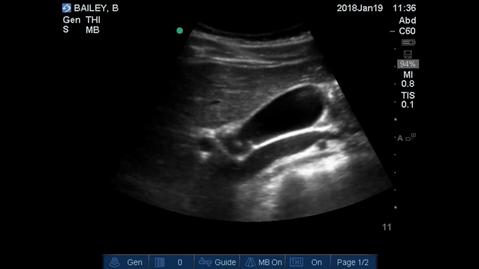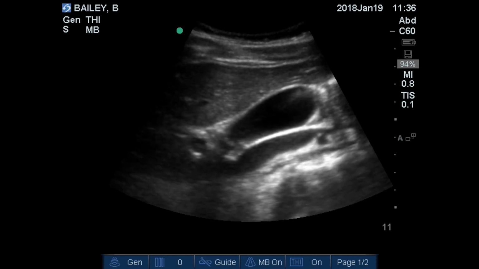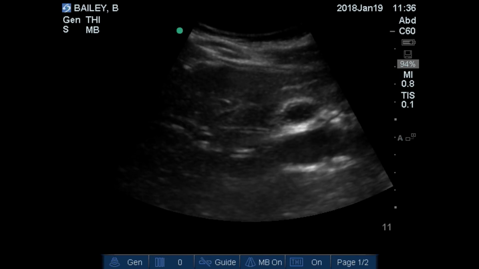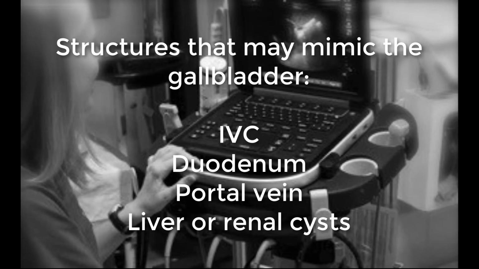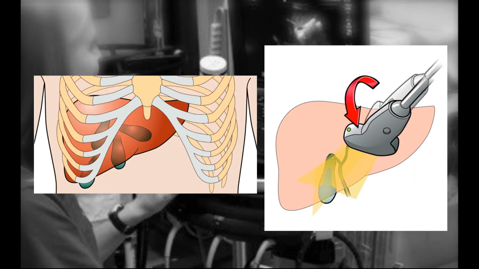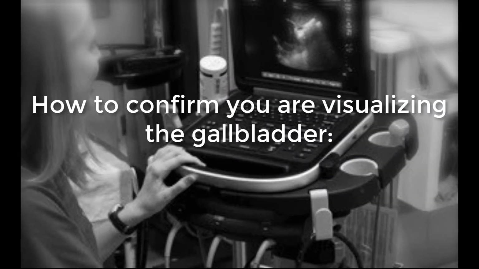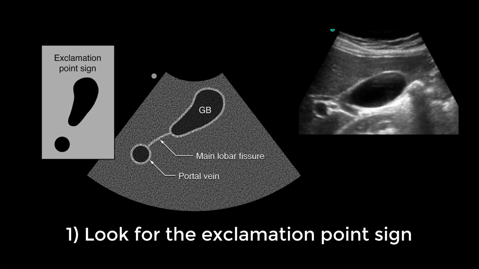Once you have identified a near-field cystic structure, confirm that it is in fact the gallbladder by observing its pear shape in long axis. Note that no other structure that may mimic the gallbladder will appear pear-shaped in long axis. Since the gallbladder has a variable lie, you must rotate your probe slowly to identify the true long and short axis. If you are unsure, here are some tips to assist you.